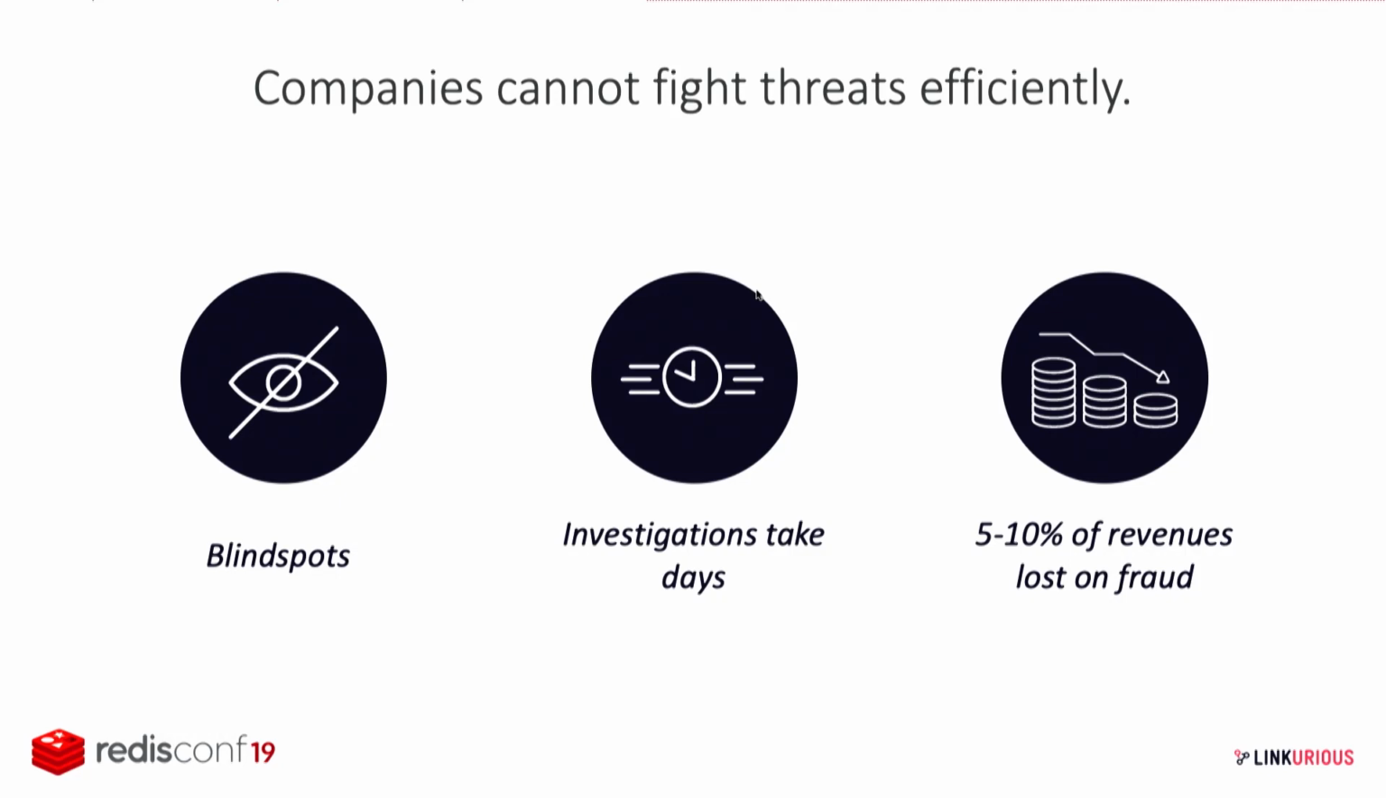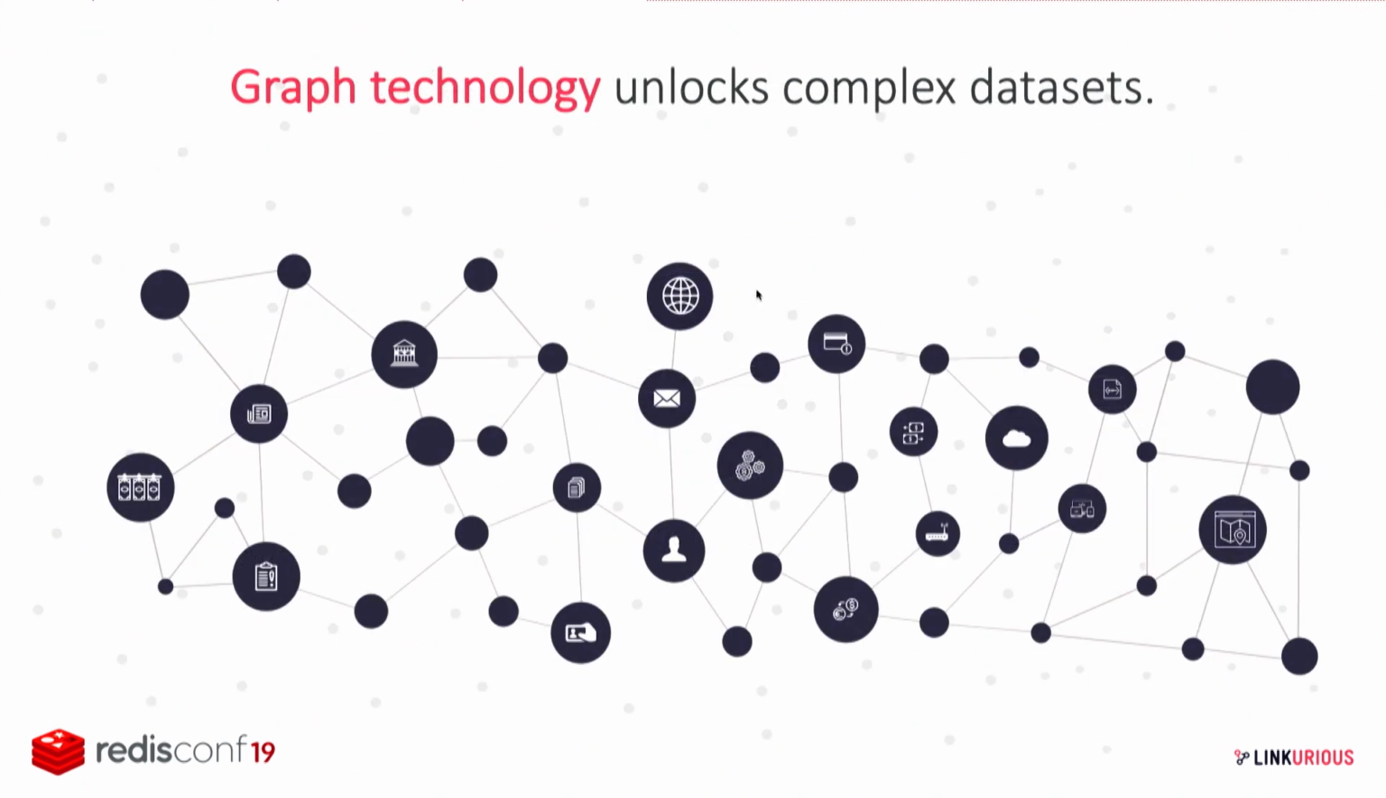Then, as data is difficult to access, they will also take a lot of time to make investigations. Investigations can take days sometimes. And it really hurts the bottom line of companies, as typical companies lose from 5 to 10% of revenues on fraud or compliance alone. So with graph technology, we are able to make it easier to store and query large complex data sets. So imagine that tomorrow you are able to eliminate blind spots and reduce the time spent by an order of magnitude. This is what graph databases like Redis combined with graph visualization software like Linkurious can provide.